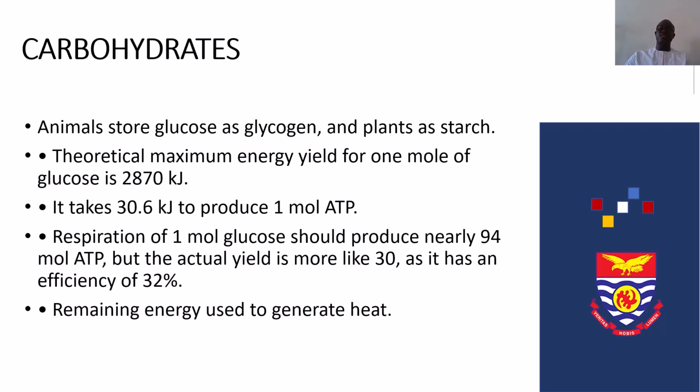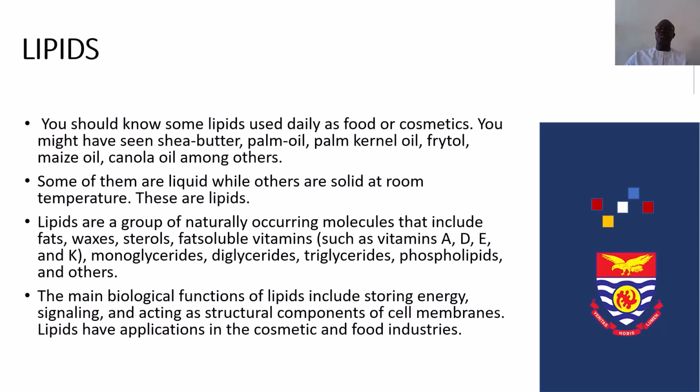Theoretical maximum energy yield for 1 mole of glucose is 2,870 kJ. It takes 30.6 kJ to produce 1 mole of ATP. Respiration of 1 mole of glucose should produce nearly 94 moles of ATP, but the actual yield is more like 30, as it has an efficiency of 32%. The remaining energy is used to generate heat.